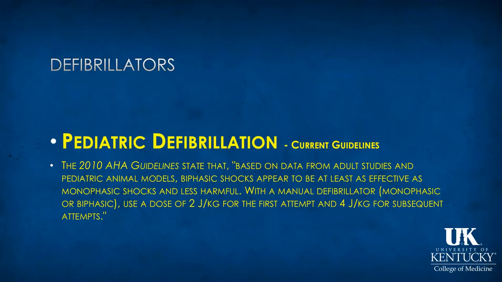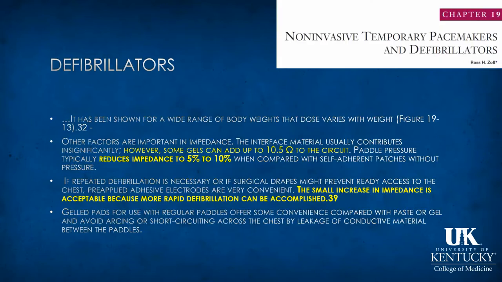In the field of pediatric resuscitation, I'll just provide you with the recommended dose of current or energy for defibrillation, and what is recommended is a dose of 2 joules per kilogram for the first attempt and 4 joules per kilogram for subsequent attempts. More about defibrillators, it's been shown that there's a wide range of body weights. The dose does vary with weight.